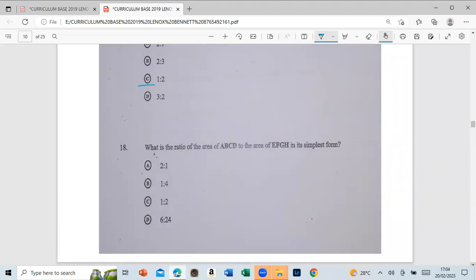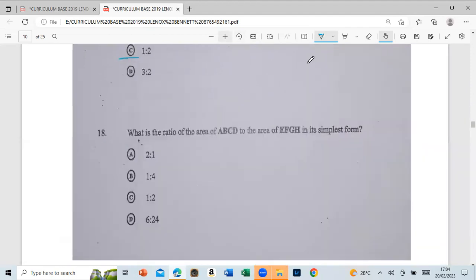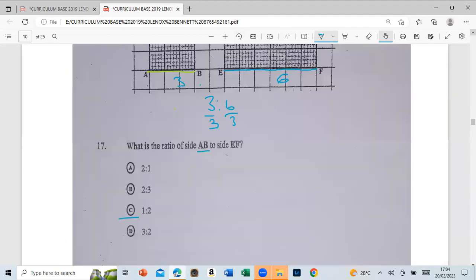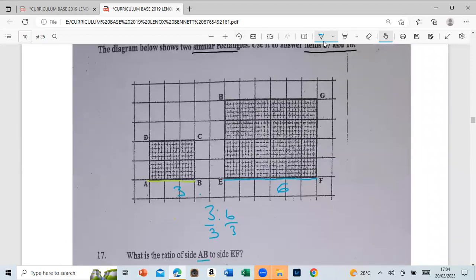So let's see what they say here. What is the ratio of the area of ABCD to the area of EFGH? So they're talking about area. So what we have to do is go back up to the rectangle. I don't know the measurements. It could be a square or a rectangle. Let's see how many units. 1, 2. Okay, cool. And this one we have 1, 2, 3, 4. Should be 4 since it's proportional.